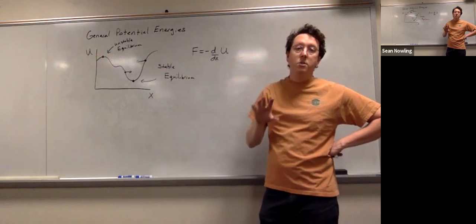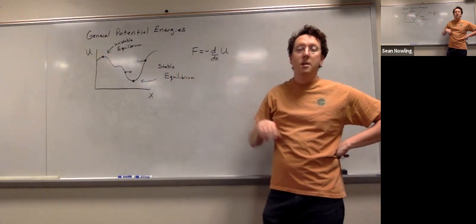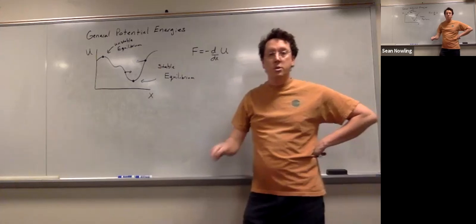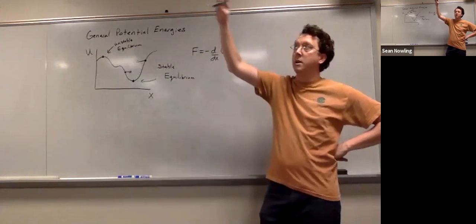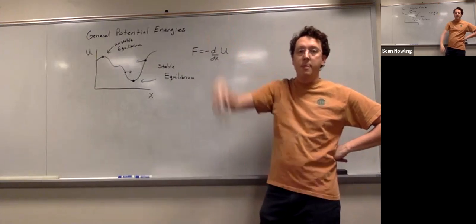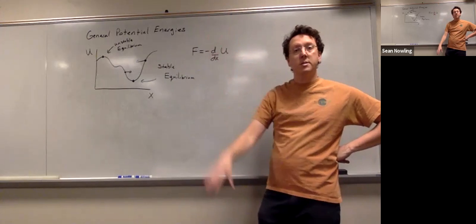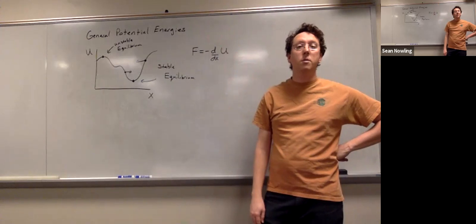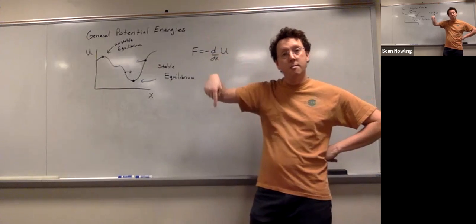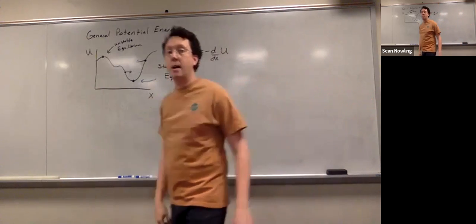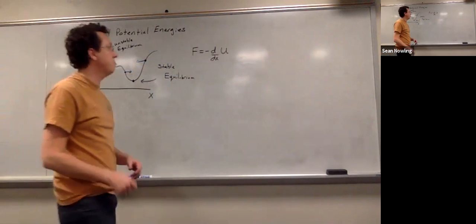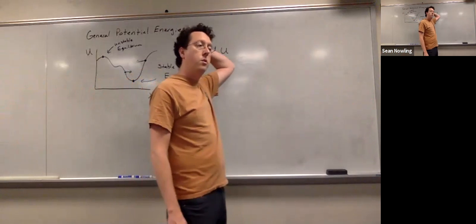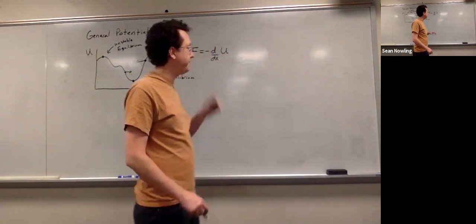When you have a conservative force, it pushes you in the direction of lowering your potential energy. So if I drop this, as it falls, the potential energy is lowered. Guess what? Gravity has a force which acts downhill in potential energy. So forces point in the direction of lower potential energy.